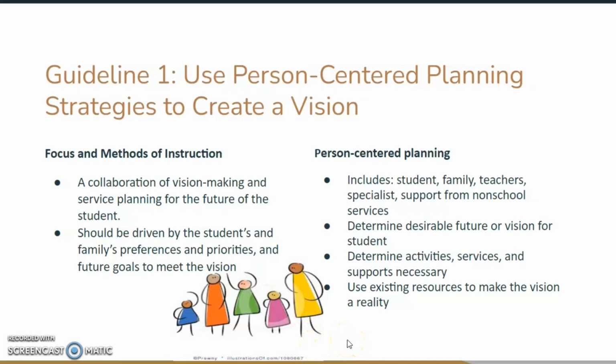The person-centered planning should include the student, family, teachers, specialists, and support from non-school services. It should be determined what the desirable future or vision for the student is that is appropriate for the student. They should determine what activities, services, and supports are necessary to reach these goals. We should use existing resources to make the vision a reality. If there's a future in the student working as a cashier someday, they should continue the lessons in school in making change, using a register, counting money.